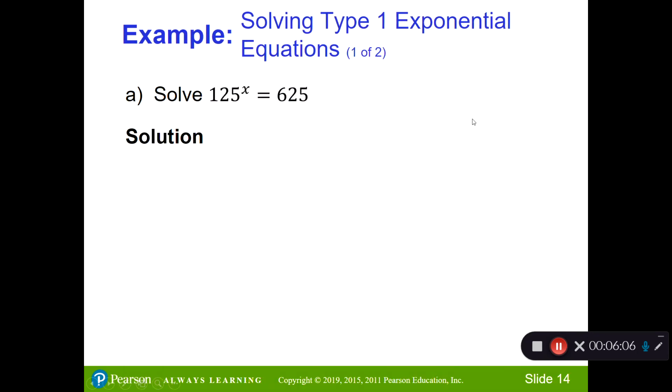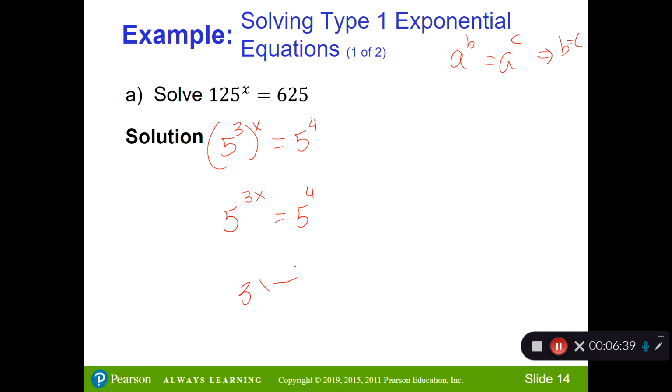Now, I can use the knowledge that we reviewed at the beginning to solve exponential equations. Remember, we said if I have a to the b equals a to the c, that's only true if the exponents are equal. So if I can write these as having the same base, I can equate their exponents. Well, 125 is 5 cubed, and 625 is 5 to the 4th. So I can write this as 5 to the 3x equals 5 to the 4. So the exponents must be the same. 3x must equal 4. So that means x must be 4/3. You can verify that on your calculator.